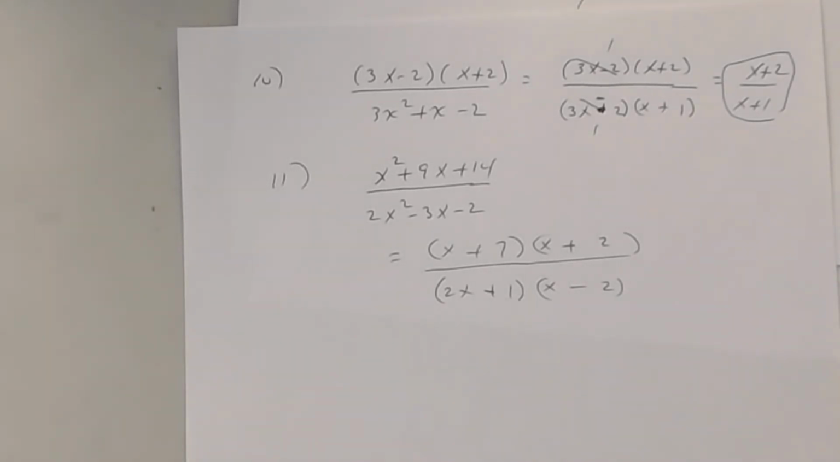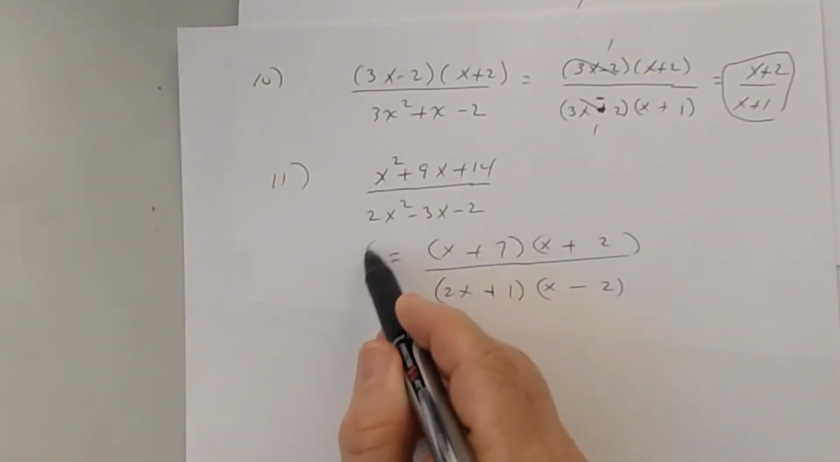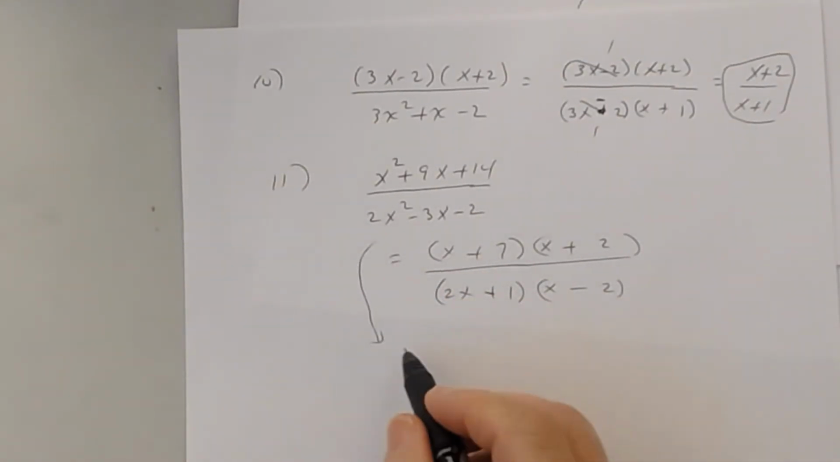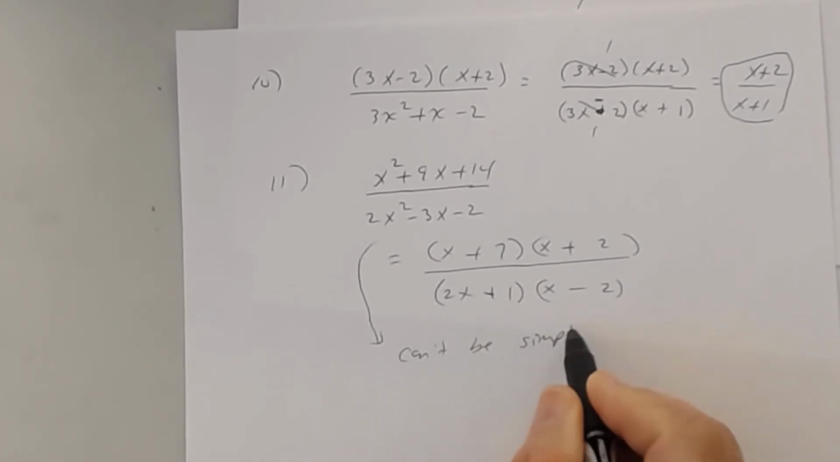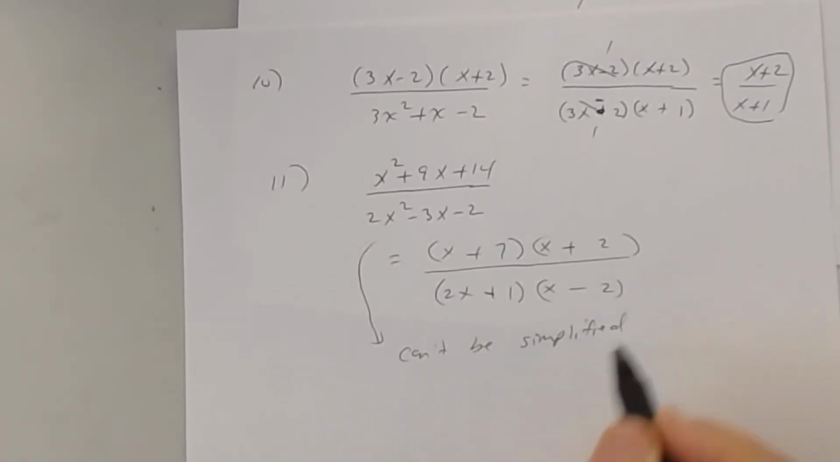But what do you notice about all your factors? Can it reduce anything? No. So then you would say that the original problem can't be simplified. So you just write cannot be simplified.